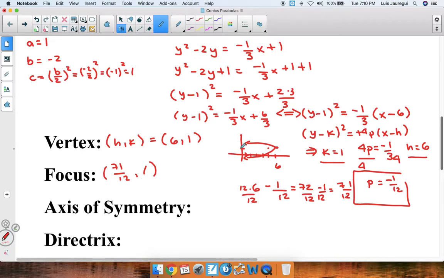Now, the axis of symmetry is this particular line here. And that line is a horizontal line, so it's of the form y equals a number. What is that number? Well, that happens to be the y coordinate of the vertex. So the axis of symmetry will have an equation of y equals 1 in this case.